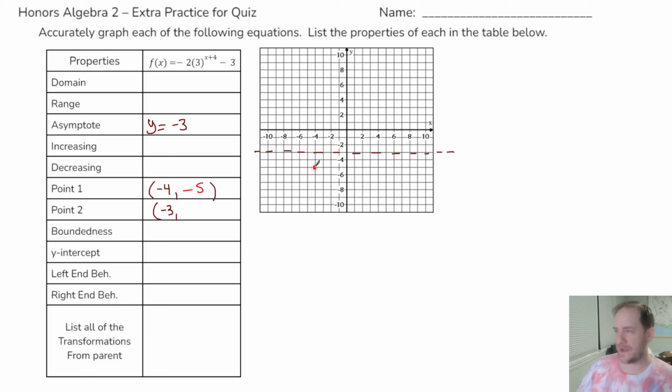Okay, so again, to find the y-intercept, you're going to just plug in 0. The y-intercept will always be f of 0. So if our function is -2 times 3 to the x plus 4, minus 3, then we're doing 0 plus 4, and then taking away 3. And you see that yes, this is pretty big because this is -2 times 3 to the 4th. 3 to the 4th is 81. And then doubled is -162. Take away 3 more. That means my y-intercept is way down at -165.